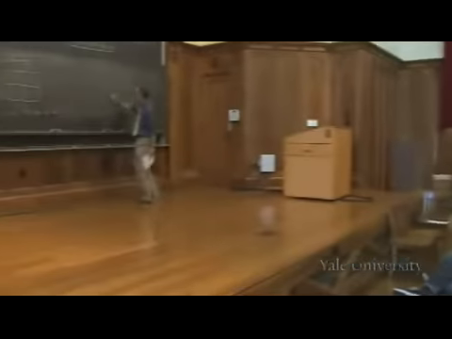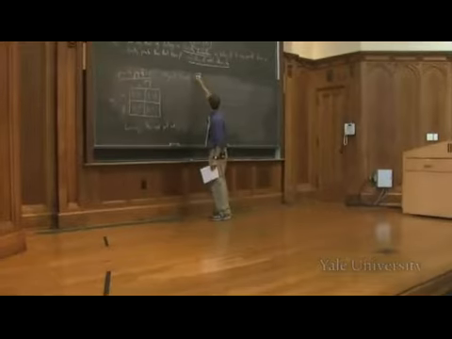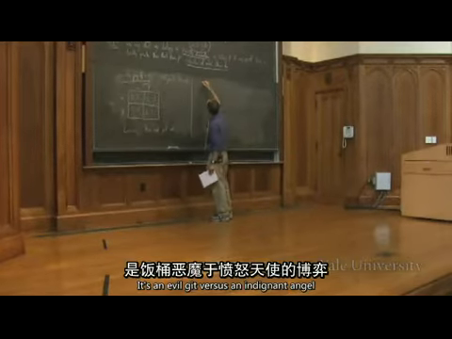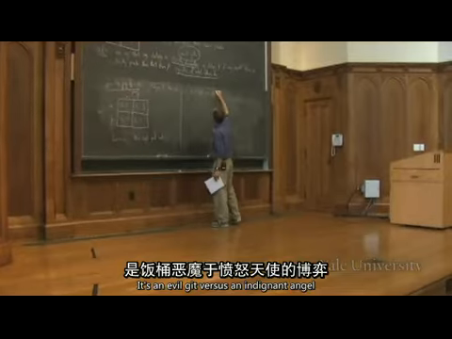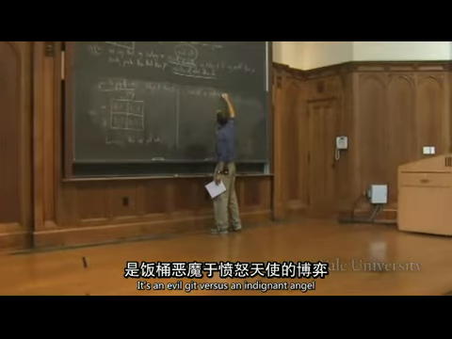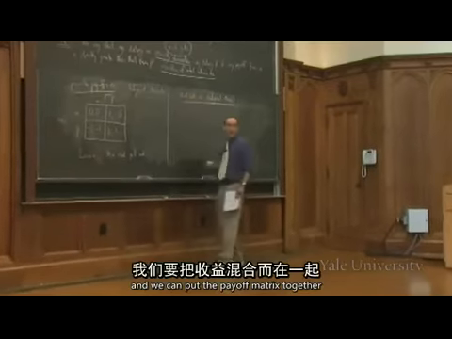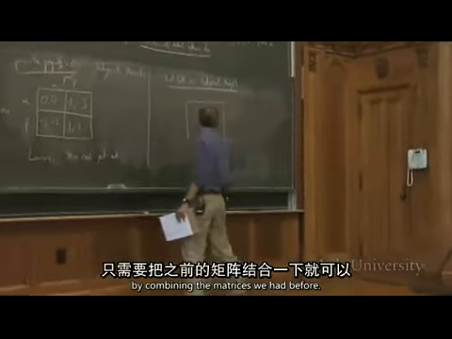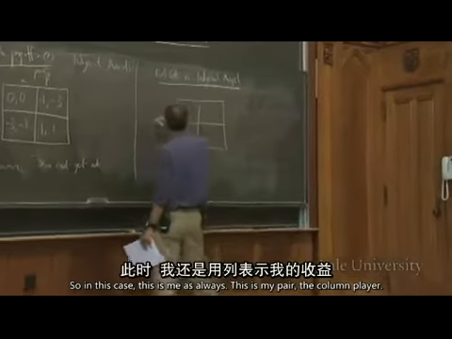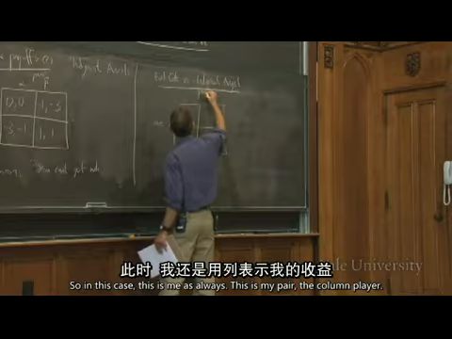Let's analyze this combined game. All right. So what does this game look like? It's an evil git versus an indignant angel. And we can put the payoff matrix together by combining the matrices we had before. So in this case, this is me, as always, and this is my pair, the column player.